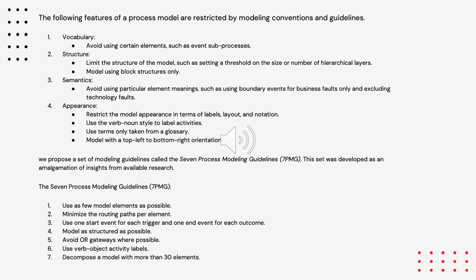This set was developed as an amalgamation of insights from available research. The 7 process modeling guidelines are: the first one is use as few model elements as possible. The second one is to minimize the routing paths per element. The third one is to use one start event for each trigger and one end event for each outcome. The fourth one is model as structured as possible, and the fifth one is avoid OR gates where possible. The sixth one is use verb-object activity labels, and the seventh one is decompose a model with more than 30 elements.